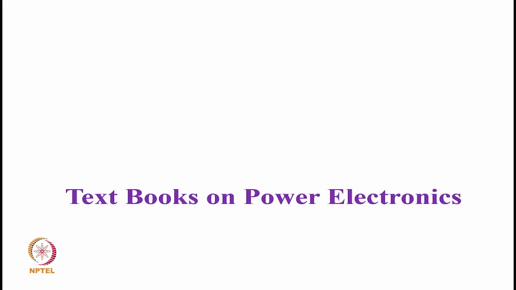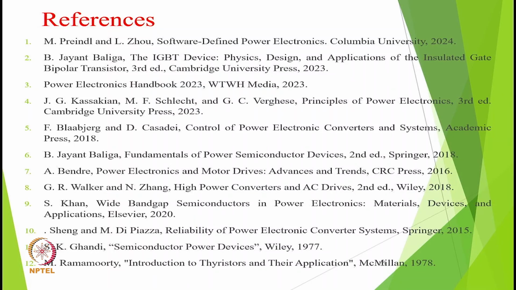Now coming to the textbooks on power electronics. Starting with the latest book on this, by M. Rendell and Cho, on software defined power electronics by Columbia University in 2024. Then Professor Jayant Baliga's book, the IGBT devices, physics, design and application of insulated gate bipolar transistor, in 2022. And the power electronics handbook in 2023. The remaining ones are further books like J. Kassakian and Principles of Power Electronics, 3rd edition, Cambridge Press 2022, followed by other books.